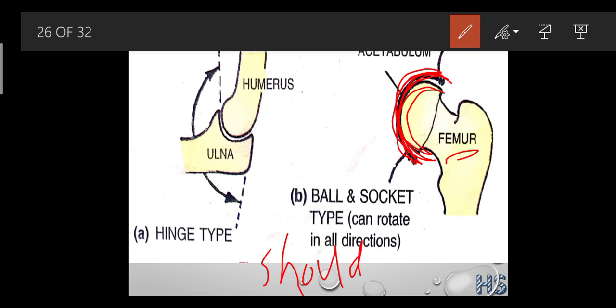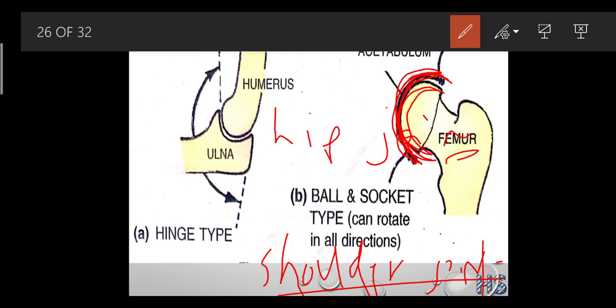We have studied the girdles, no? So we can take this example. What is the function of the shoulder girdle? To attach your humerus. And what is the function of the hip girdle? To attach your femur. Femur means your leg region.